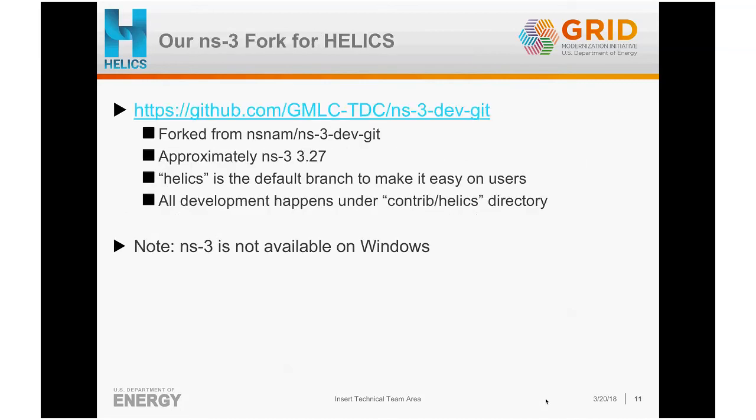So this is a bit of a repeat from the previous tutorial. Yes, we have NS3 integrated with Helix in a separate repository. It is forked from approximately NS3 version 3.2.7. And if you clone that repository, it'll automatically put you into the Helix branch as default. And that has our Helix contributions under the contrib directory. And at this time, NS3 is still not available on Windows, and you can follow the NS3 email list to find out what's going on there.